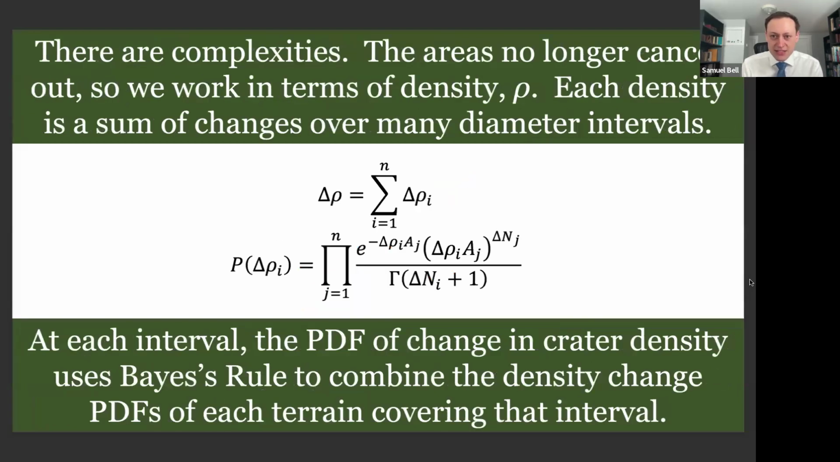There are complexities. The areas no longer cancel out, so we work in terms of density, rho. Each density is a sum of changes over many diameter intervals. At each interval, the PDF of change in crater density uses Bayes' rule to combine the density change PDFs of each terrain covering that interval. That's the equation.